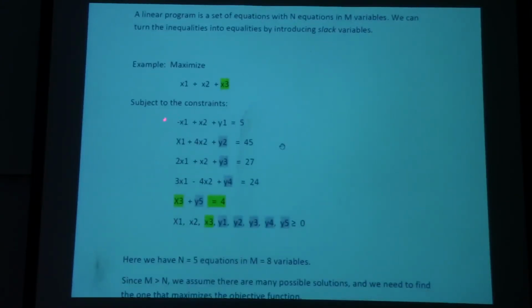So our minus x1 plus x2 less than or equal to 5 becomes minus x1 plus x2 plus y1 is equal to 5, where y1 is a slack variable, which is non-negative. Does that make sense? So as long as y1 is non-negative, our equation is correct. We don't care what y1 is as long as it's non-negative. And the same holds true for y2, y3, and y4.